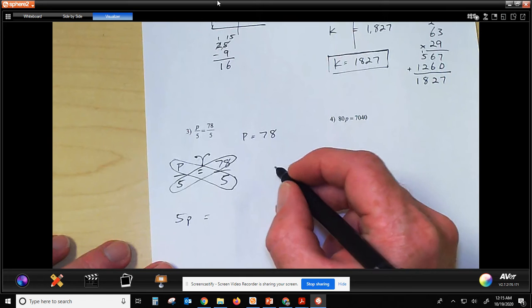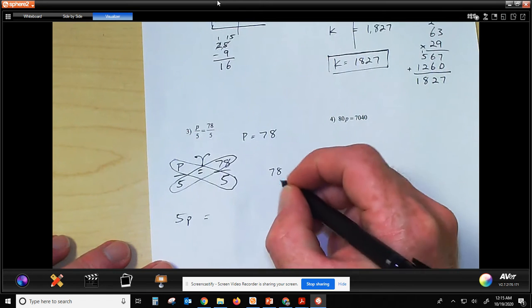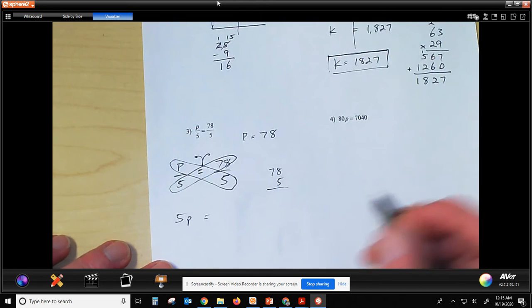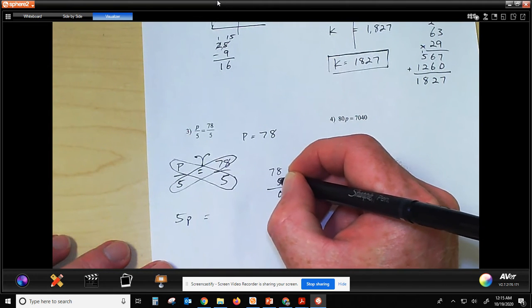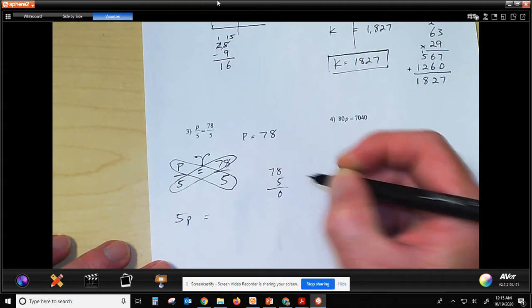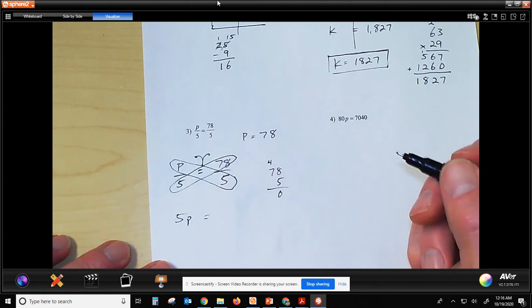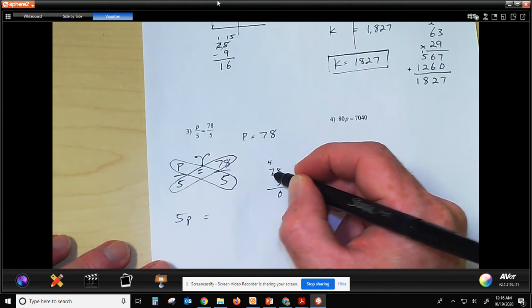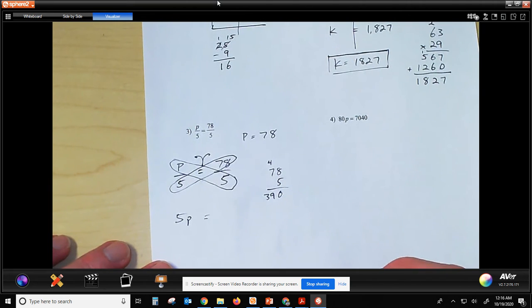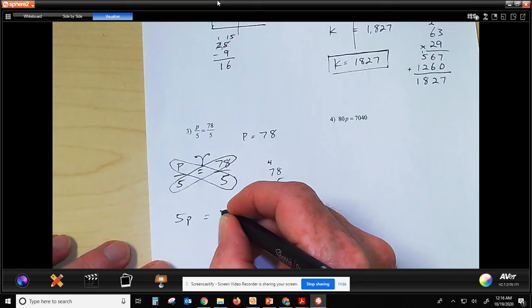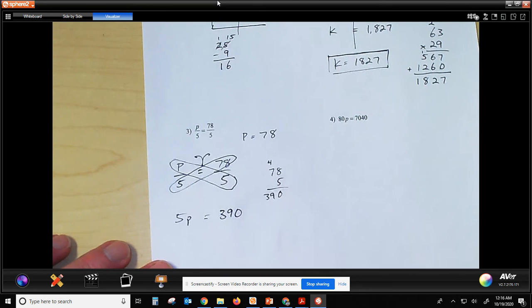5 times 78, I don't know it. I'll put my work out to the side here. Let's see, 8 times 5 is 40, so the 0 goes there. The 4 goes above. 5 times 7 is 35, plus 4, 390. So 5P is equal to 390.